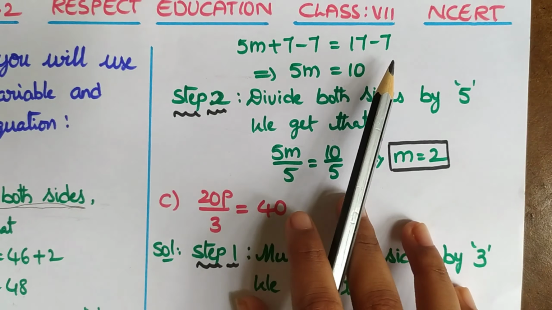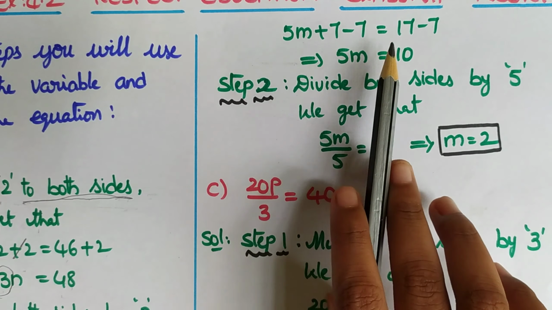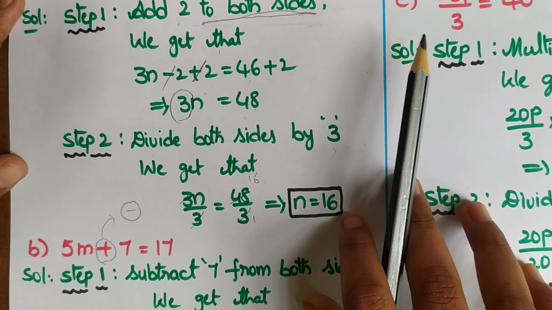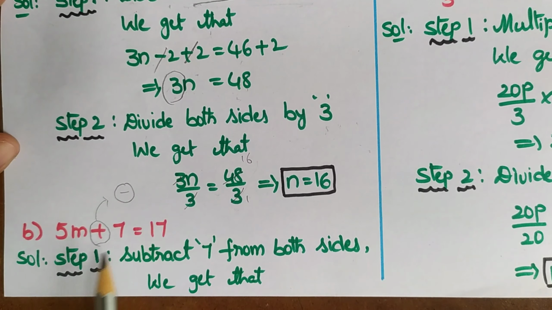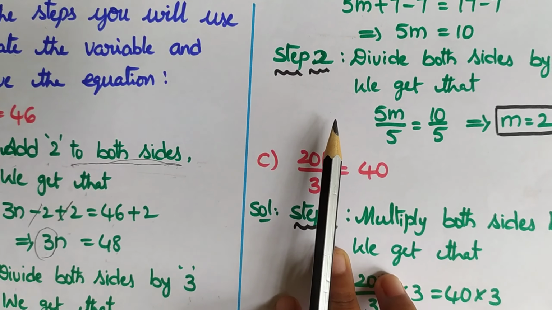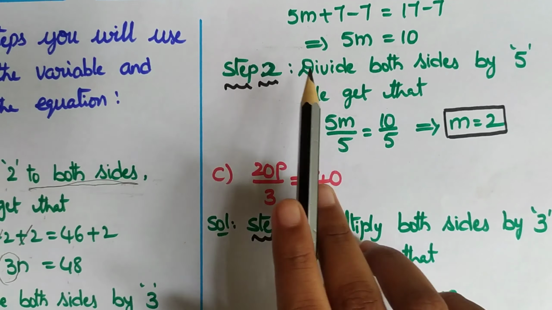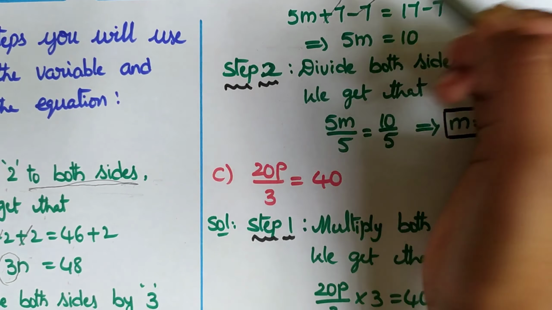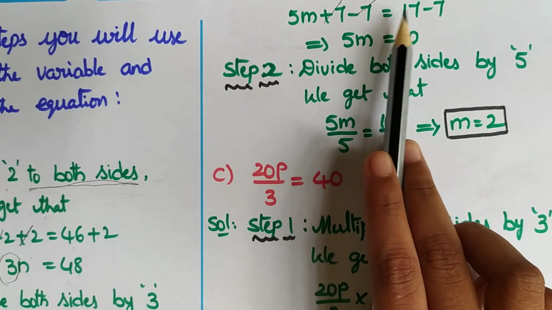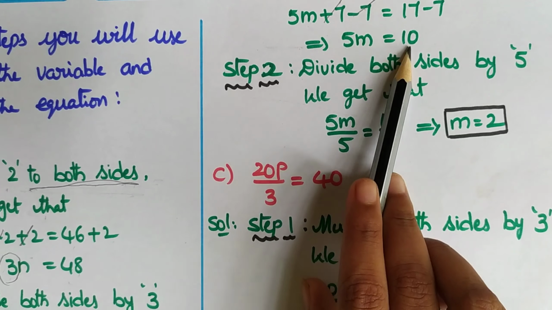Subtract 7 from both sides. See here friends, 5m plus 7 minus 7 is equal to 17 minus 7. RHS is 17, so 17 minus 7. Clear? Now you see here friends, plus 7 minus 7 get cancelled and 5m is equal to 17 minus 7. 17 minus 7 is 10. So it is 5m is equal to 10.